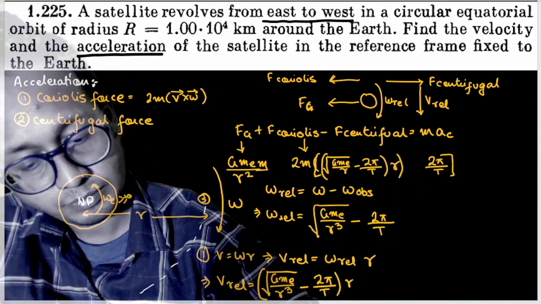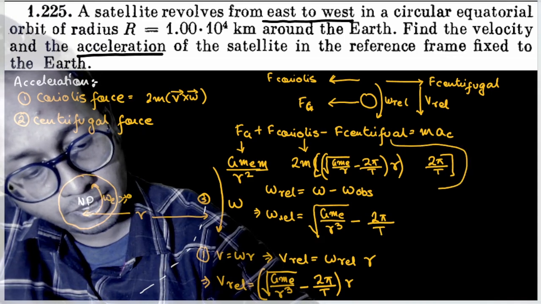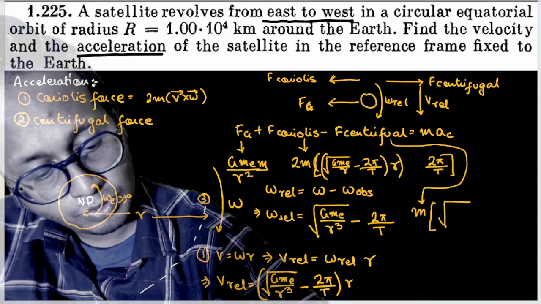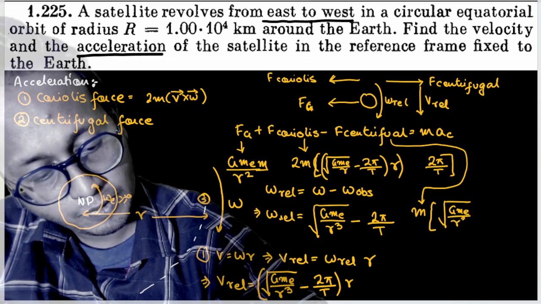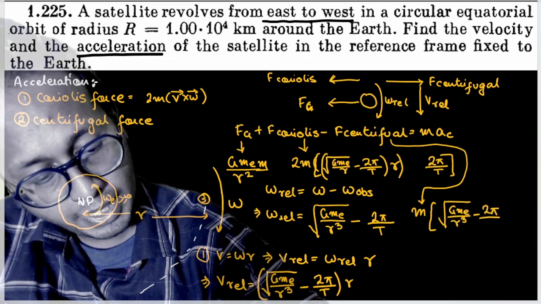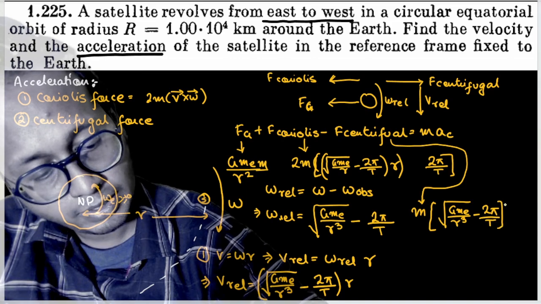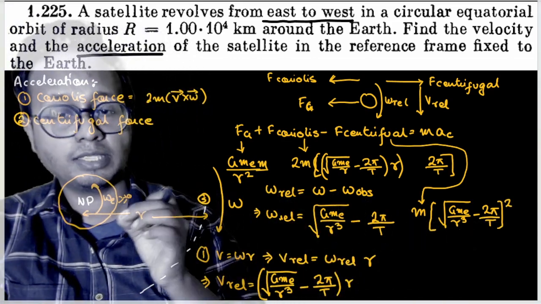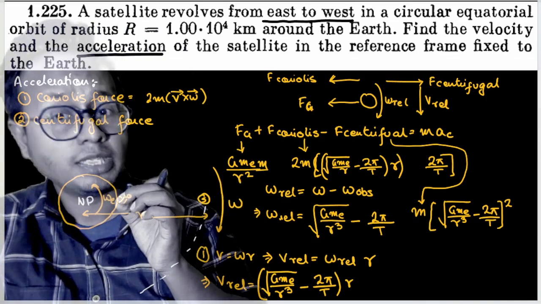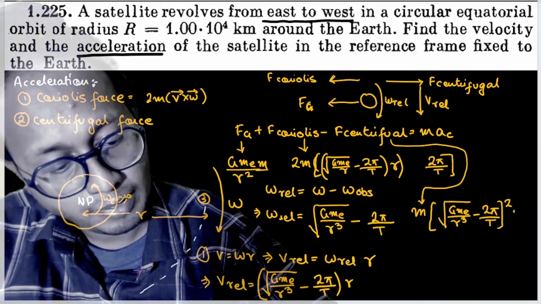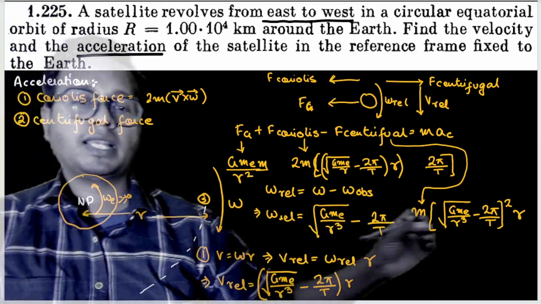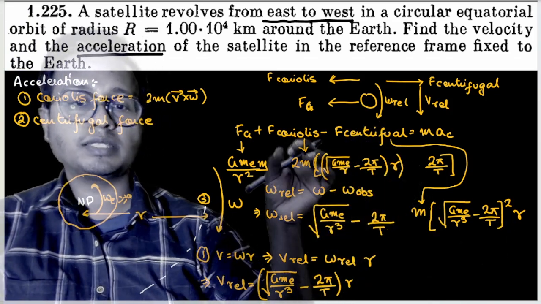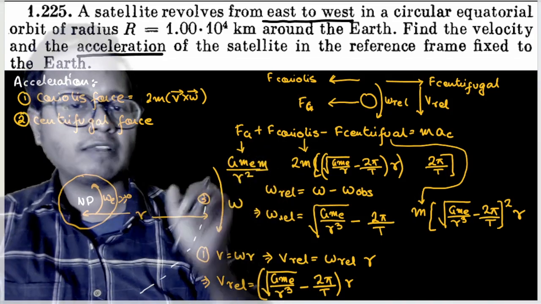So out here, centrifugal force would be mass into what is the relative angular velocity? Under root G mass of Earth divided by r cube minus 2 pi by T square. This is the relative angular velocity of the satellite as seen by someone on the equator of Earth, into r, where r is this much distance. m omega square r is centrifugal force. 2 m v cross omega is Coriolis force. Fg is gravitational force.